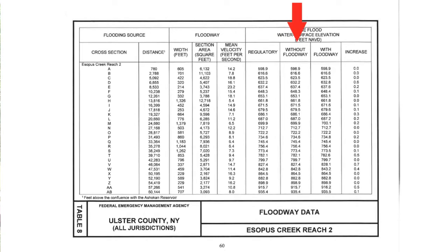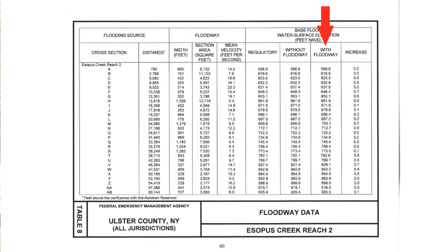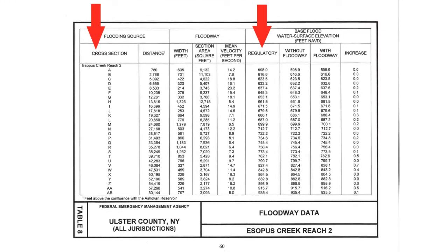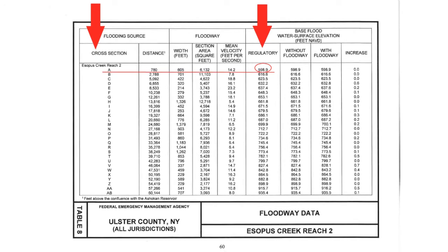The seventh column shows the BFE without the floodway, and the eighth column shows the BFE with the floodway. The ninth column shows the increase in elevation between the two. It is very easy to find the BFE for a specific cross-section along the stream. You will only need to look at column 1, the cross-section column, and column 6, the regulatory column.